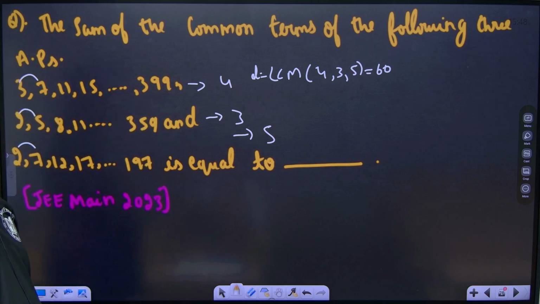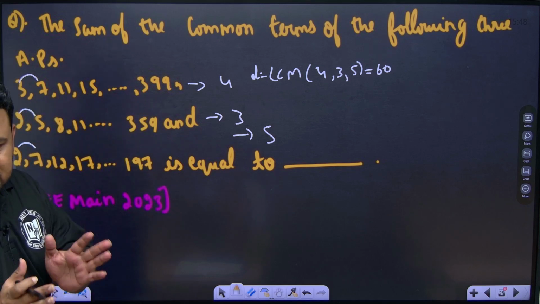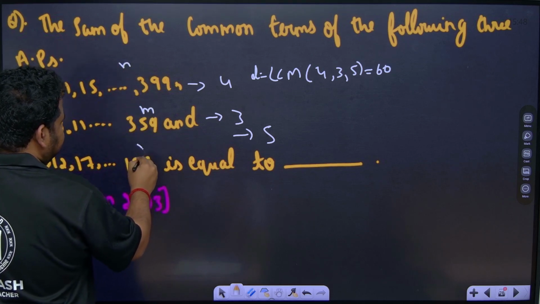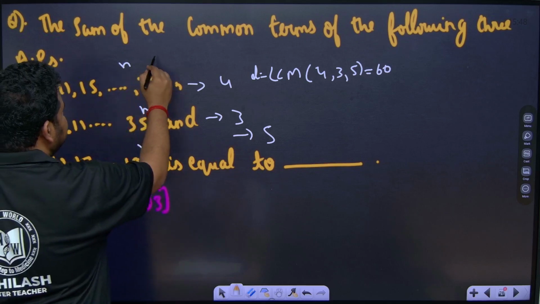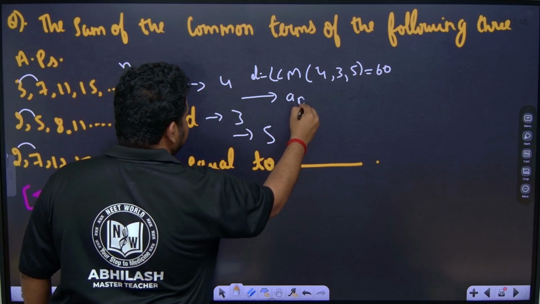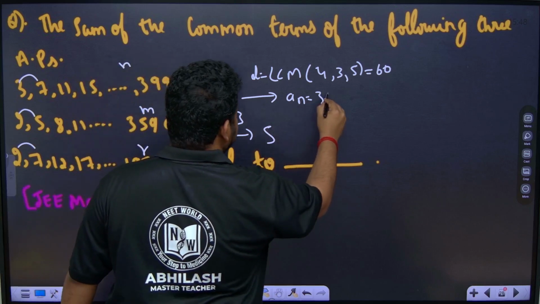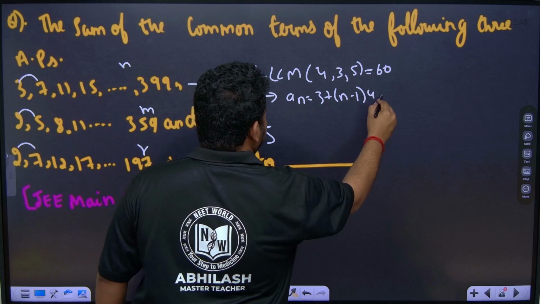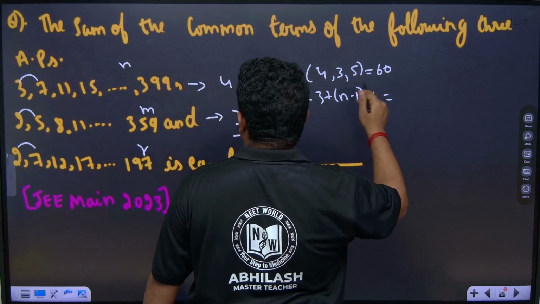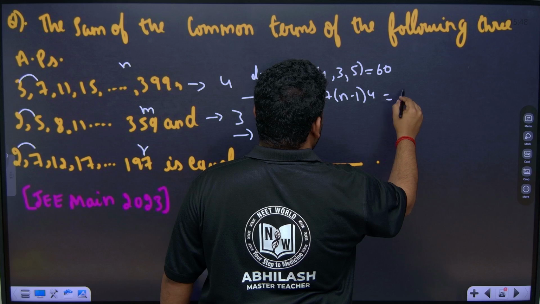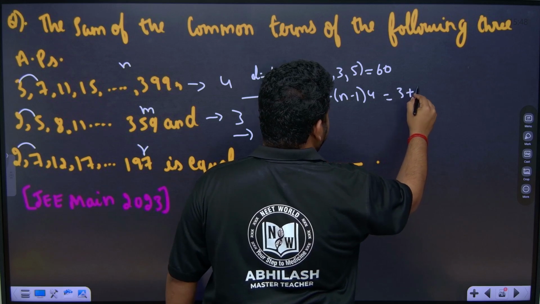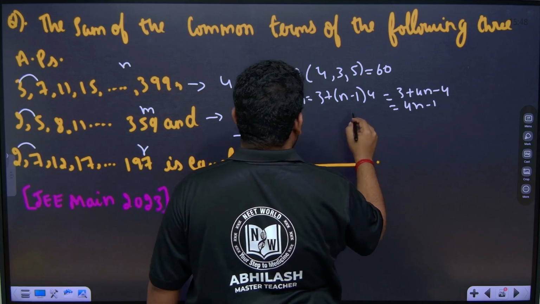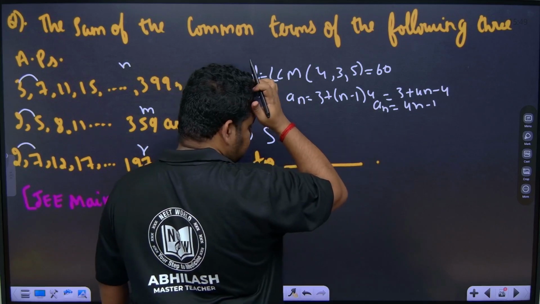Now look at this. For all of these APs, we will find the nth term, that is the general term. Suppose here the number of terms is n, here the number of terms is m, and here the number of terms is r. So I have to find what here? an. an is equal to a plus (n minus 1) into d. D is what here? 4. So this will become 3 plus 4n minus 4, that is equal to 4n minus 1. So an is equal to 4n minus 1. This is the general term.